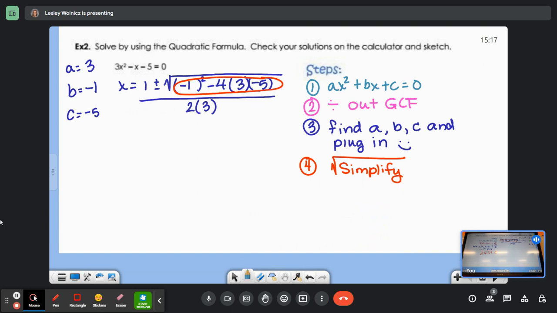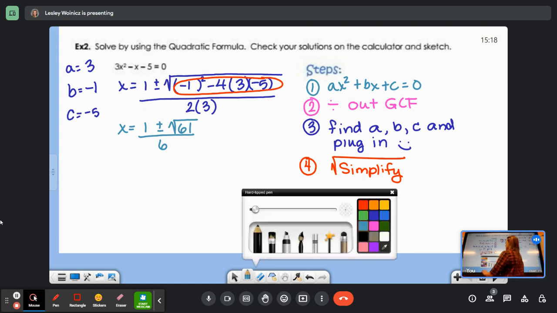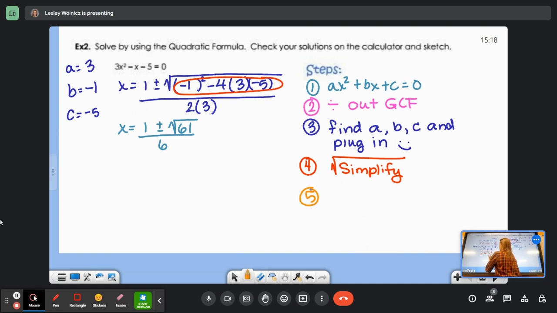Okay, so you're going to simplify what's under the radical. What did you guys get? I got 61 too. So you should get x equals 1 plus or minus the square root of 61, the whole thing over 6. Okay, now the last step is going to be to simplify further if you can. Simplify more if possible.